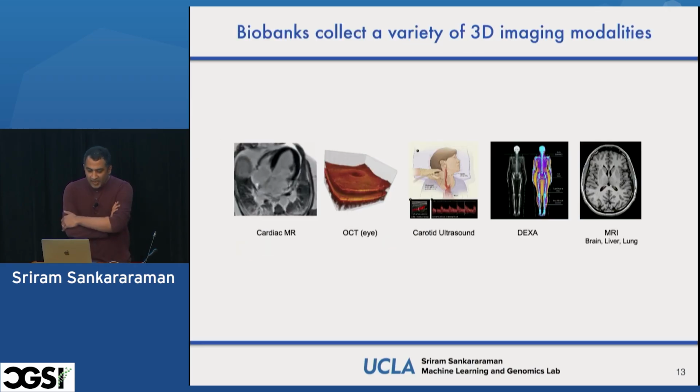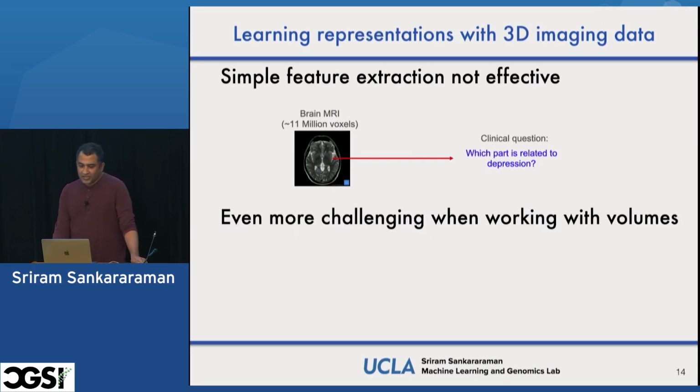So as I mentioned at the beginning, biobanks collect a variety of different modalities. Many of them are images, and many of these are 3D images. So you have things like MRI, CT scans, OCTs, and so on. Extracting representations from these modalities is quite challenging. Even from a single image it's quite challenging, and 3D images are even harder. And so the question is, how do you actually build these types of representations for 3D images?